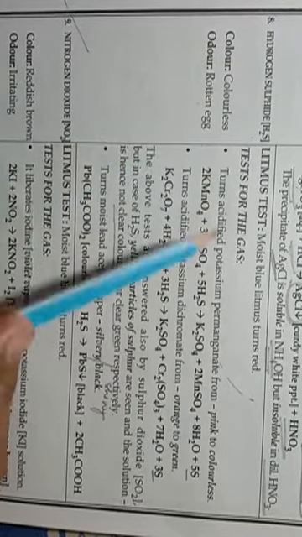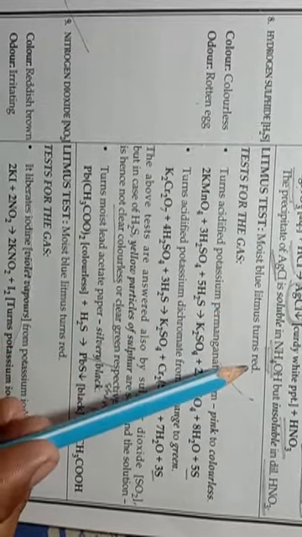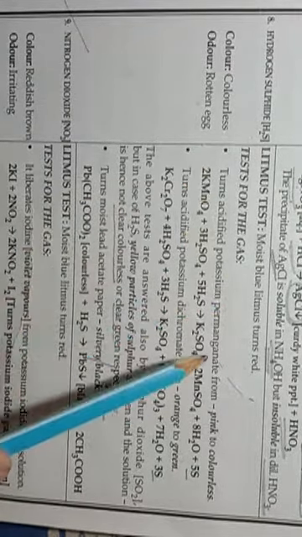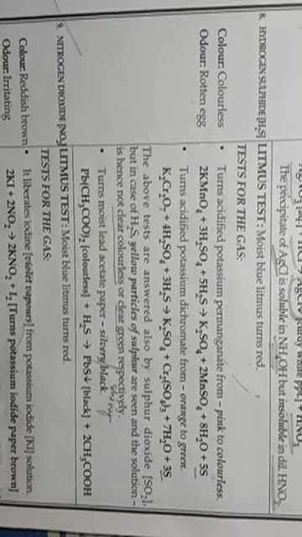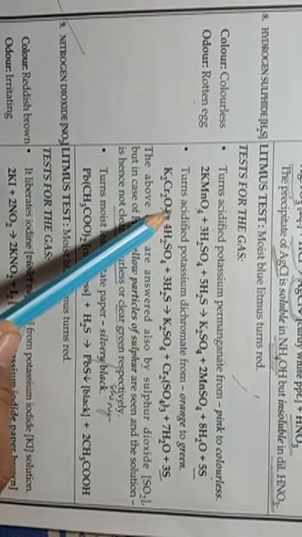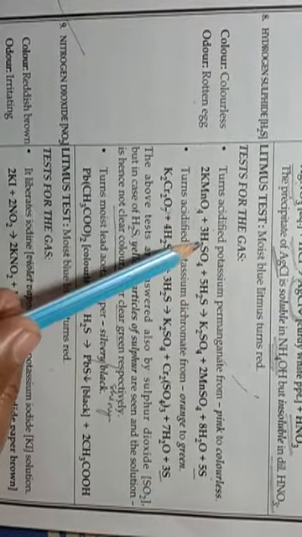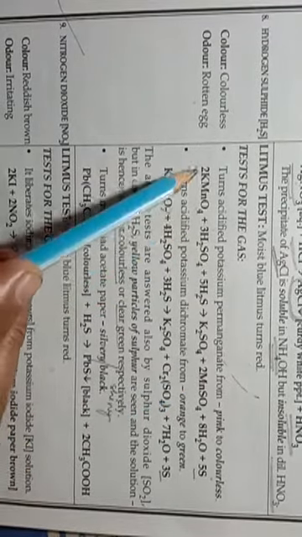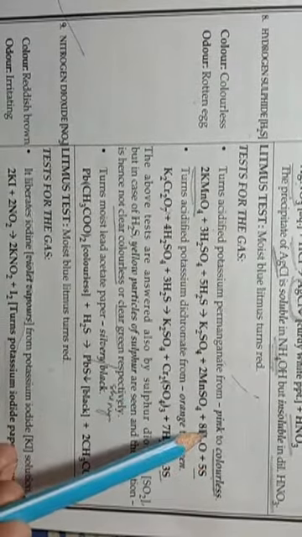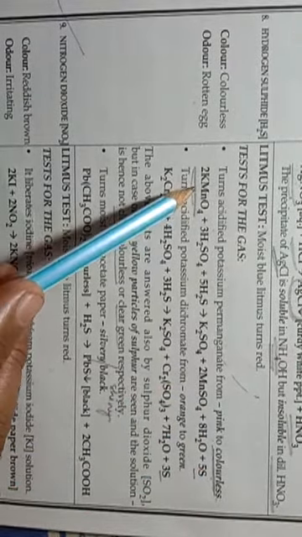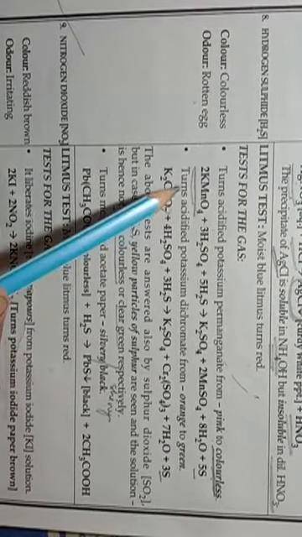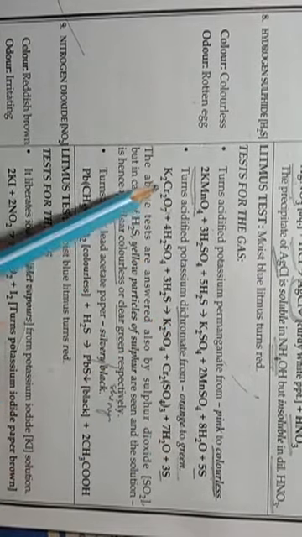Next gas is hydrogen sulfide, a colorless, rotten egg odored gas; moist blue litmus turns red. First point, it turns acidified potassium permanganate from pink to colorless. This test and the next test of H2S resemble the tests of sulfur dioxide gas, SO2. H2S in acidified potassium permanganate converts pink permanganate into a colorless substance. And it turns acidified potassium dichromate from orange to green.